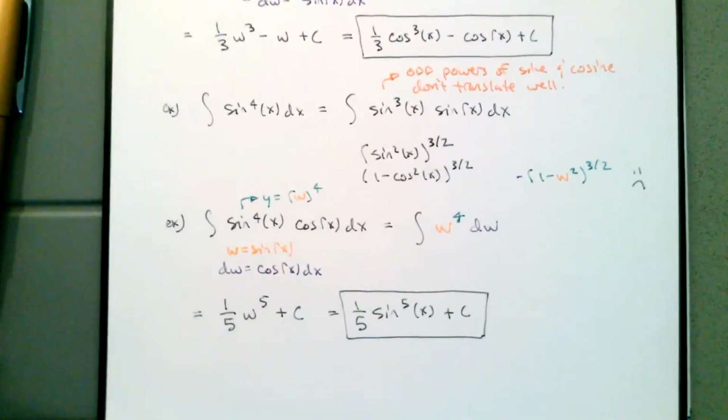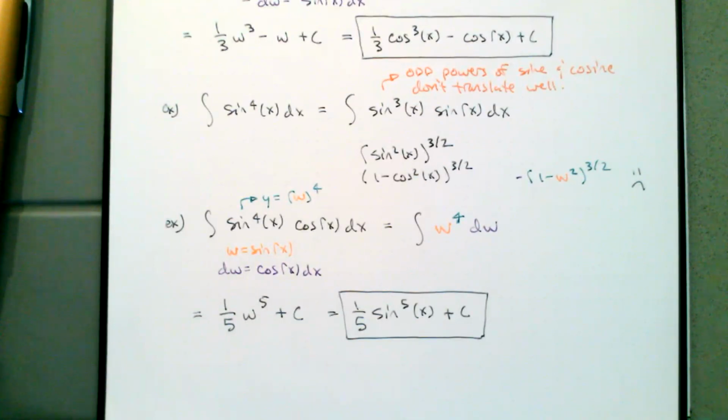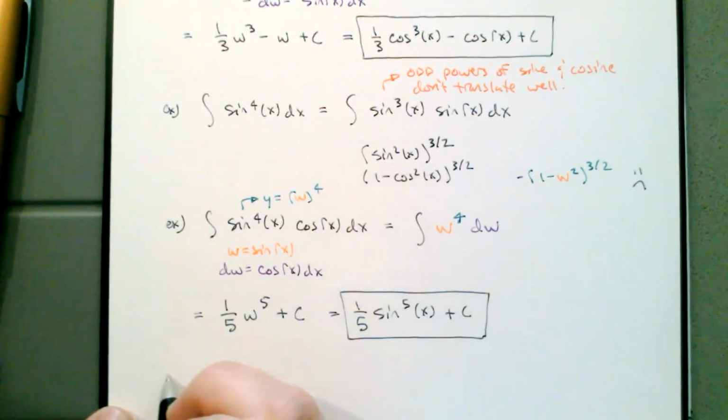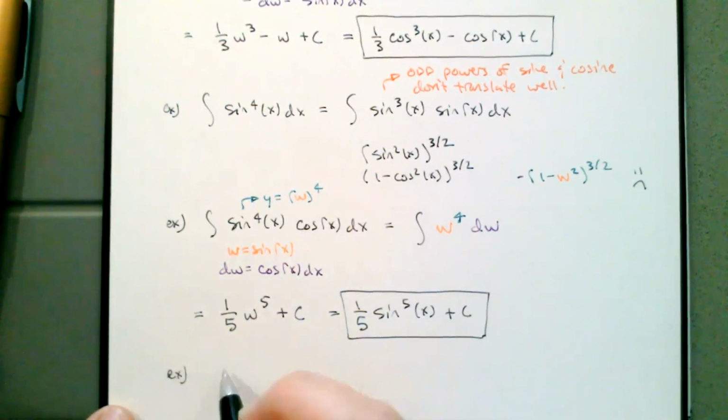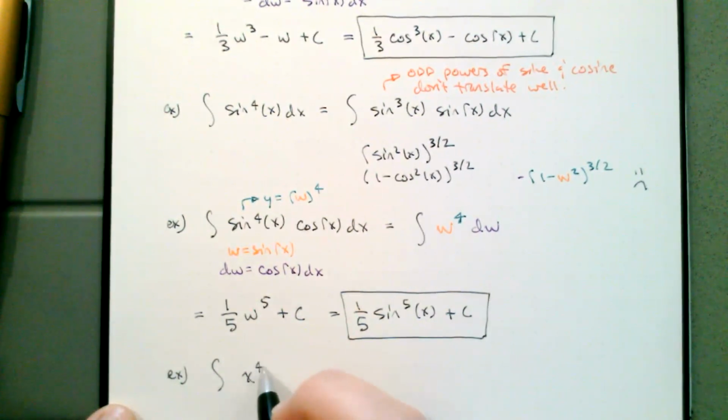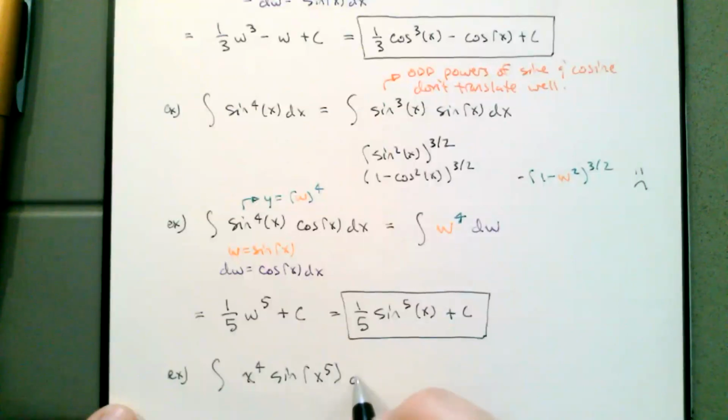Now, keep in mind also that our goal is to not have to write what our substitution is going to be and just be able to get to the result. So the goal, it should look like this. Let's suppose that I have the integral of x to the fourth times the sine of x to the fifth dx.